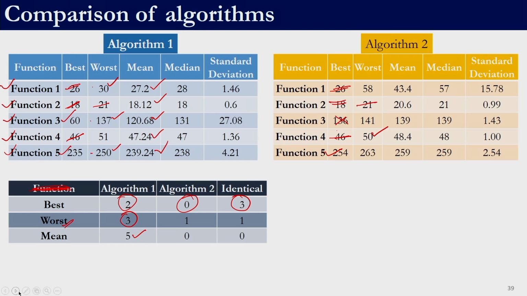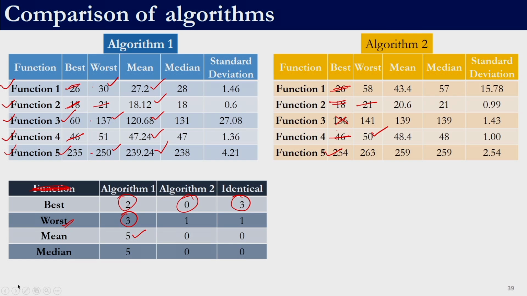Similarly, you can do it for median. So, median also if we see 28 is better than 57, 18 is better than 21, 131 is better than 139, 47 is better than 48, and 238 is better than 259. So, in all these 5 cases algorithm 1 outperformed algorithm 2. So, this table tells how algorithm 1 is better than algorithm 2 from the first column. The second column says in how many of the cases algorithm 2 was better than algorithm 1, and the third column says in how many cases they gave identical results.